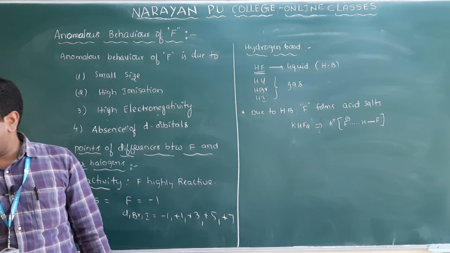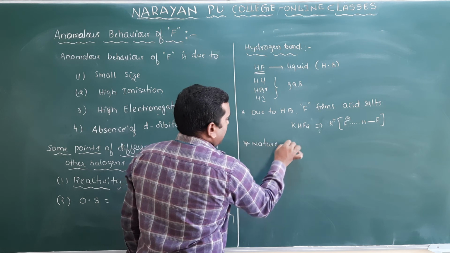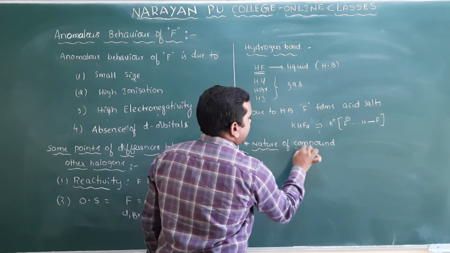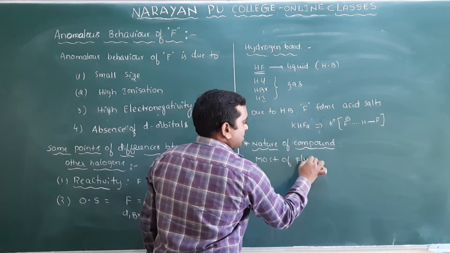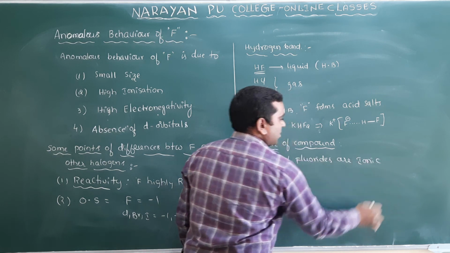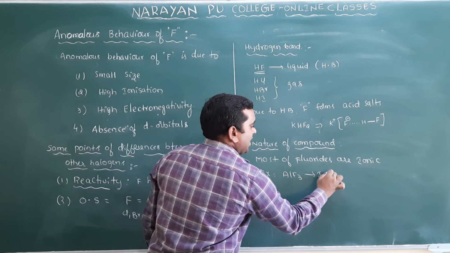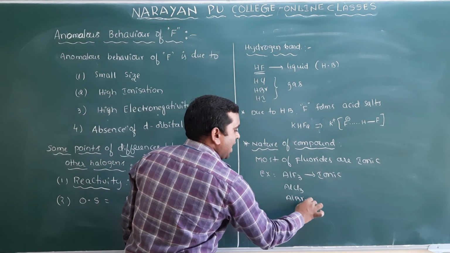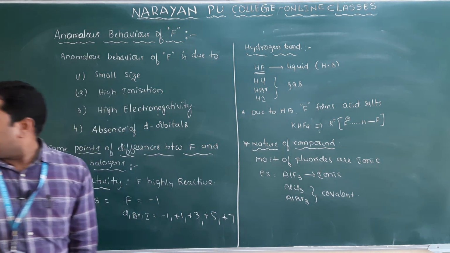And the next one is nature of bonding, nature of compounds. Clear? You know that most of the fluorides are ionic compounds. Most of the fluorides are which one? Ionic. Clear? Simple example, AlF3 is ionic. If you take AlCl3 or AlBr3 or AlI3, all are which one? Covalent. Clear?